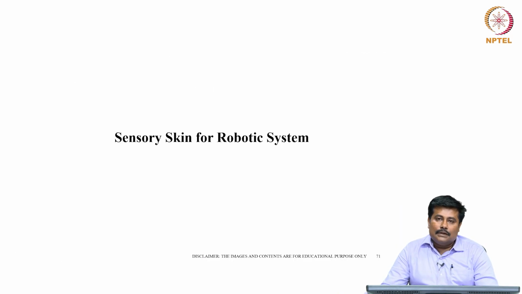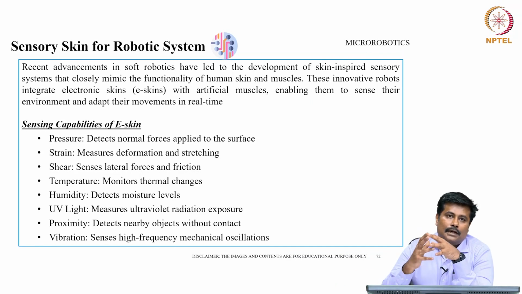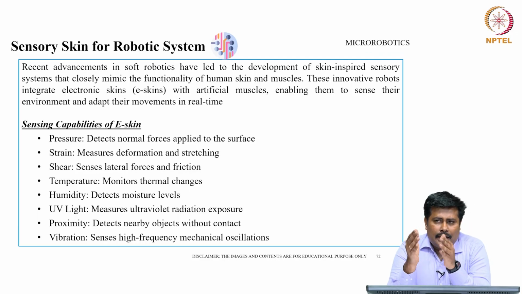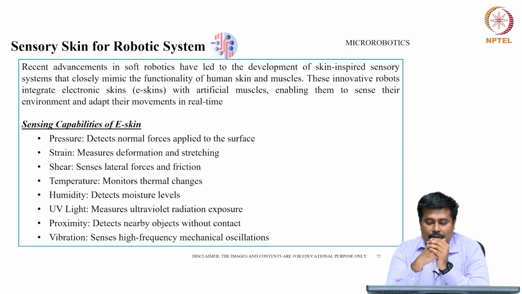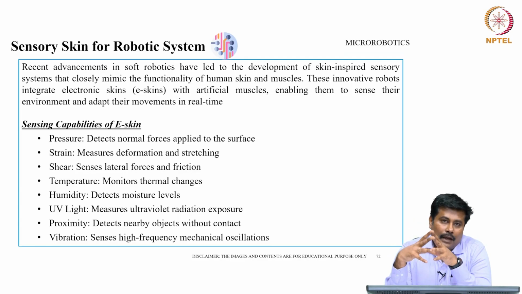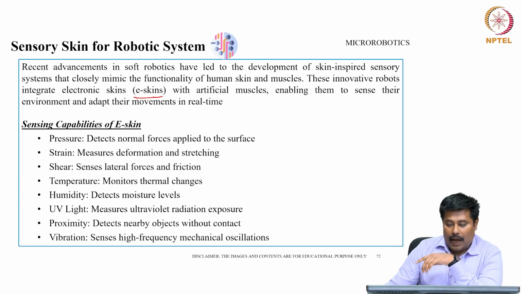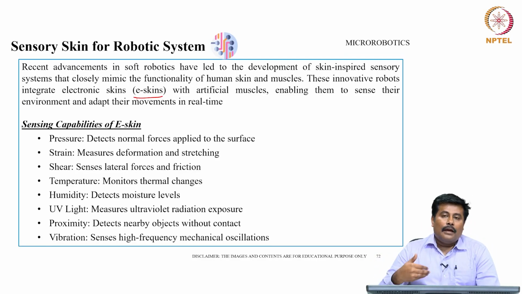Now, let us discuss the sensory skin for robotic systems. As far as this sensory skin is concerned, it is a recent advancement in soft robotics which has led to the development of skin inspired sensory systems that closely mimic the functionality of human skin and muscles. These innovative robots integrate electronic skin, which we call e-skin, with artificial muscles. It enables them to sense their environment and adapt to their environment in real time.